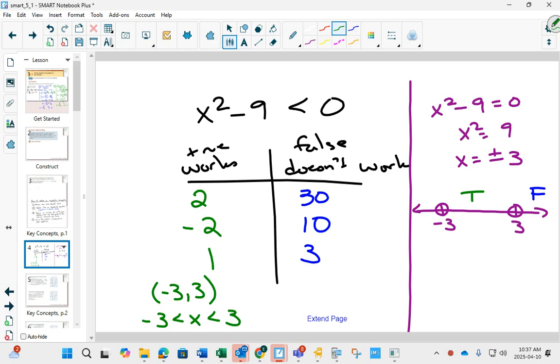Let's try something less than -3. What do you want to try? -5 or -4. If you plug in -5, that'll be 25 minus 9. It is false, so then we would also put a false there. And this section that's true, you would then write your answer either in interval notation for your solution, or in set notation. Oops, no equal sign.